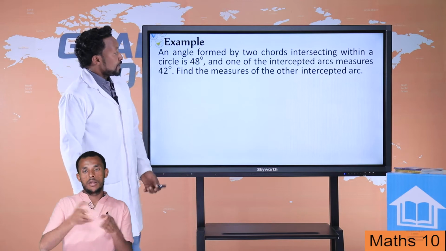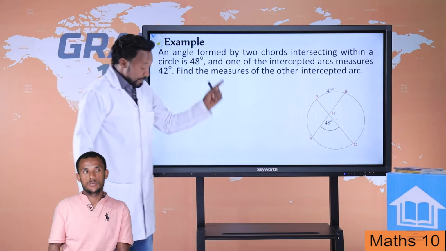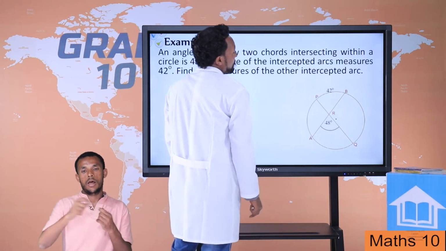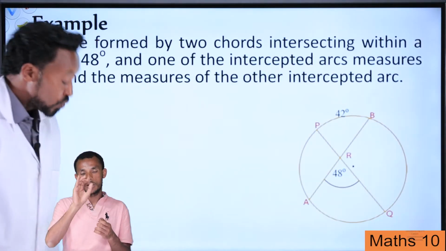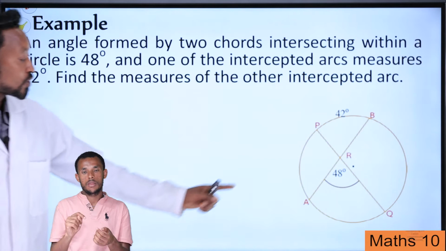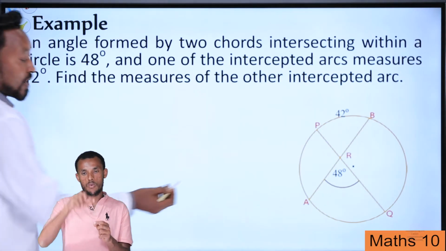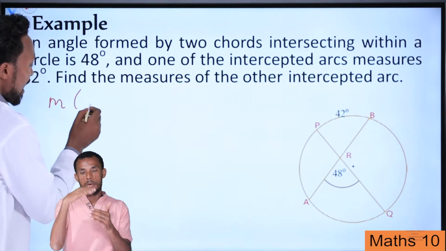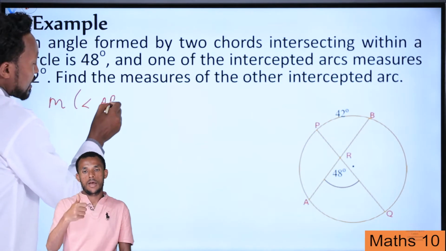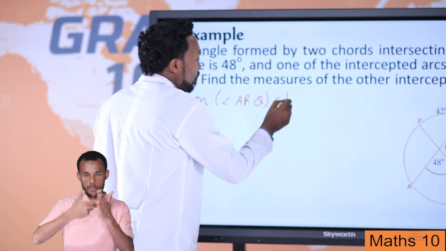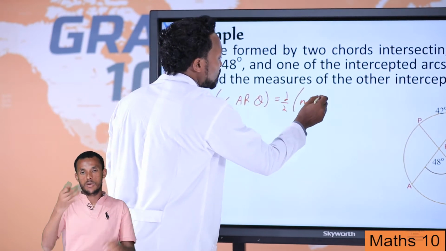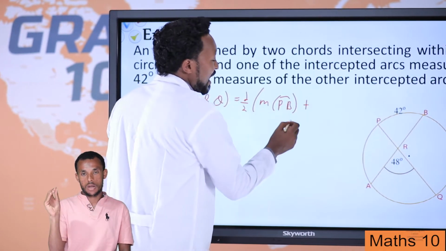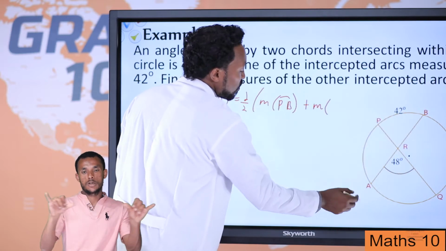Let me show an example. The measure of this angle is 48 degrees. The measure of this arc is 42 degrees. Therefore, how to find the measure of arc AQ? How to find AQ? This arc AQ. Using the above theorem, the measure of angle ARQ is half of the measure of arc PB plus the measure of arc AQ.